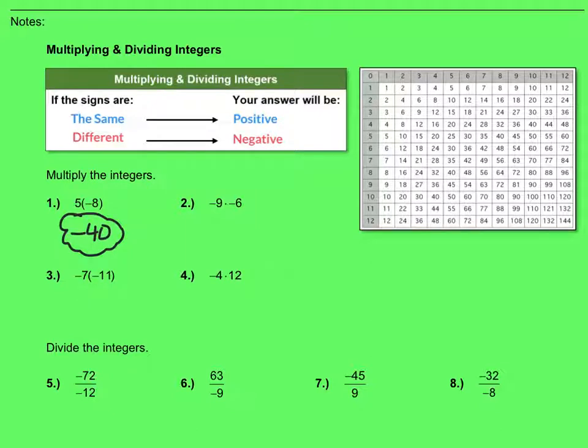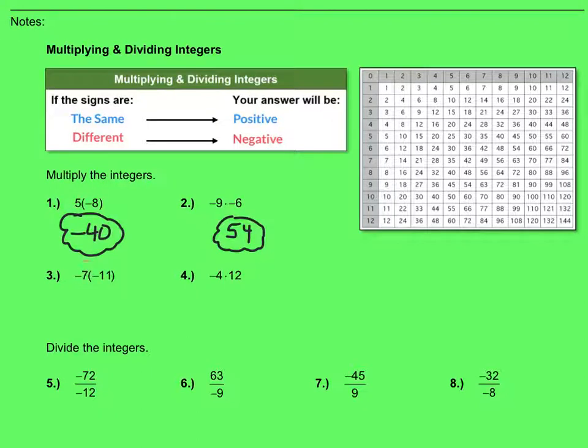Negative 9 times negative 6. We go down the 9 column and go over the 6th row, and you'll see that 9 times 6 is 54. And we have a negative times a negative. And when the signs are the same, you get a positive. Two negatives make a positive in this case.